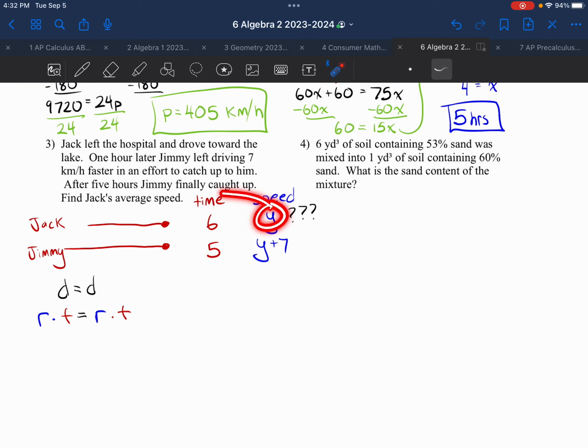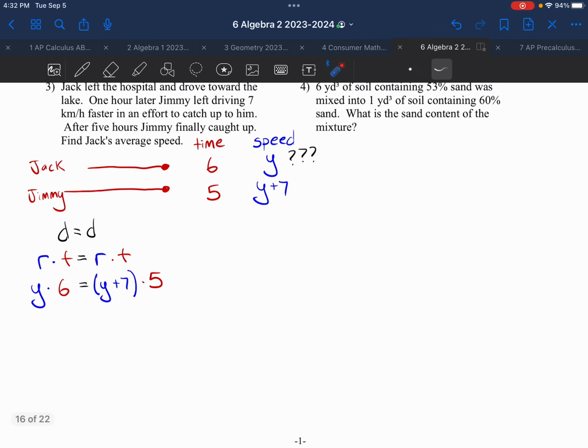I'm going to say the first rate is y, so we're going to do this one over here. We're going to say y times the time, which in this case is 6, is going to be equal to rate times time. So rate in this case is y plus 7. So I'll say y plus 7 in parentheses, and that's going to be multiplied by time, times 5. Okay, and then we just need to solve for y, and that will be the answer that we're looking for.